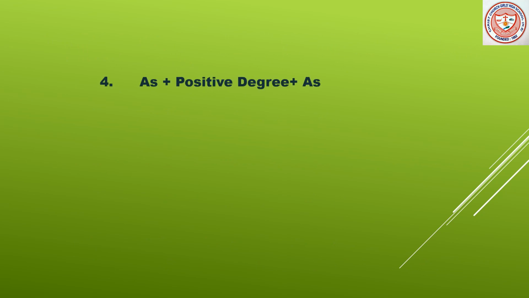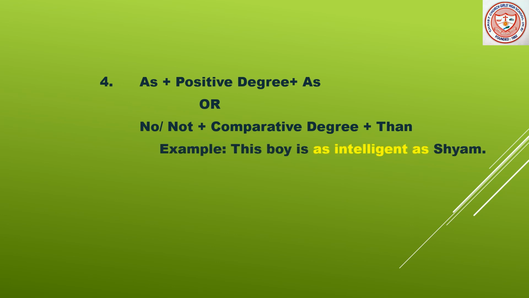Next usage is as plus positive degree plus as, or no or not plus comparative degree plus than. That means when two persons or things of the same kind or a quality are to be compared, we should use this rule over here. Clear? What is the example here? This boy is as intelligent as Shyam.